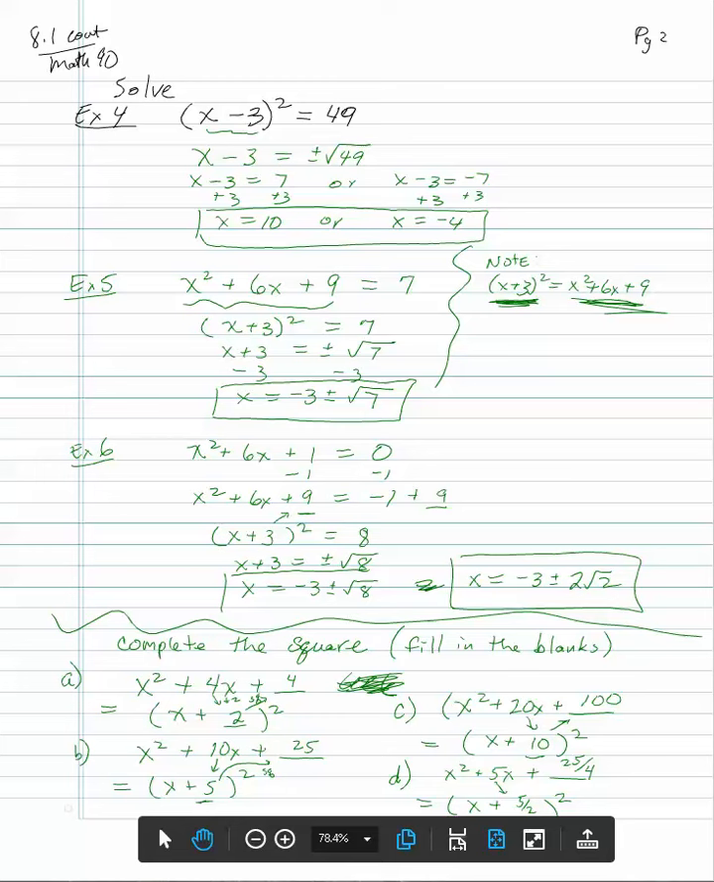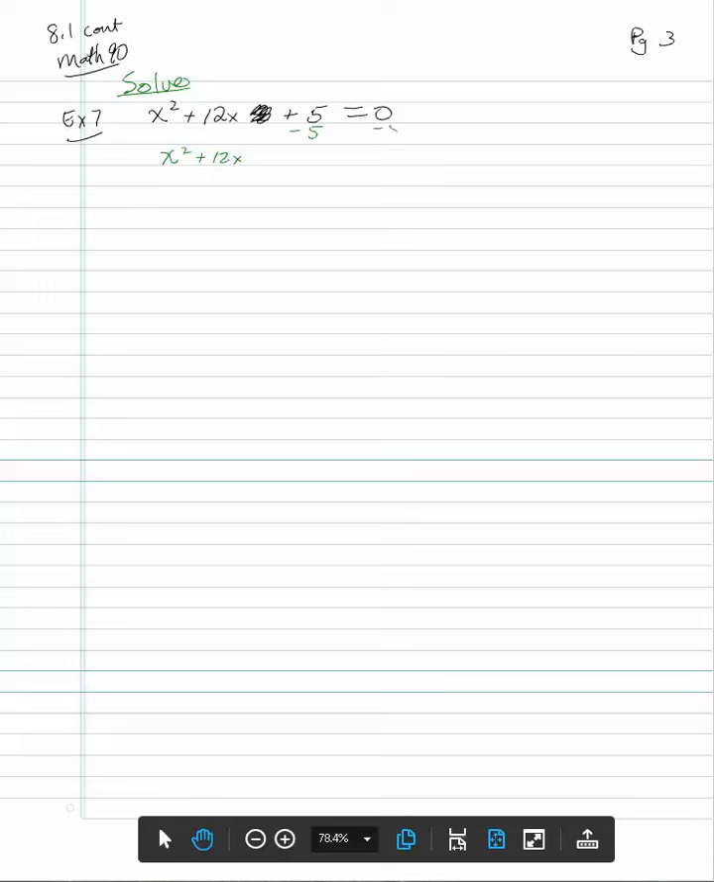All right, so let's see if we can solve one using this completing the square technique. Okay, so again, your first step is get rid of that constant term. So we're going to subtract 5 from both sides and leave a blank there.